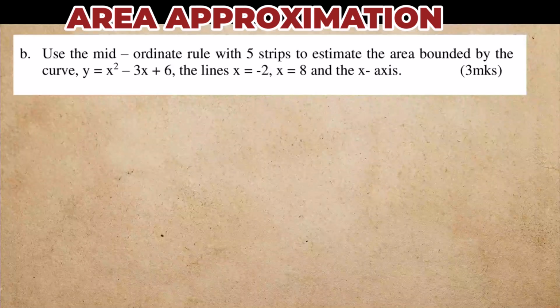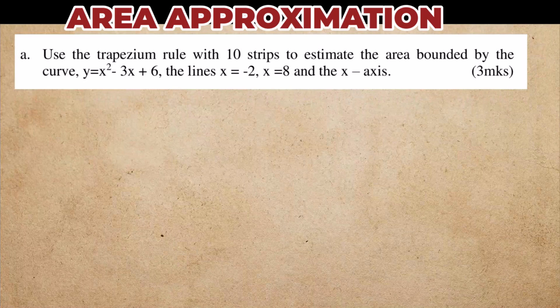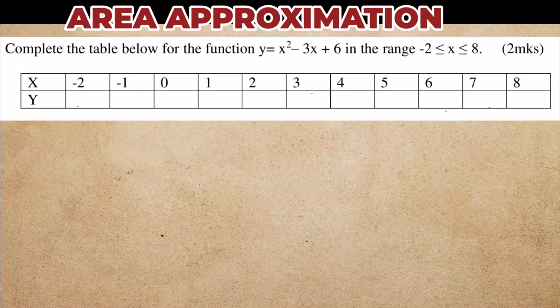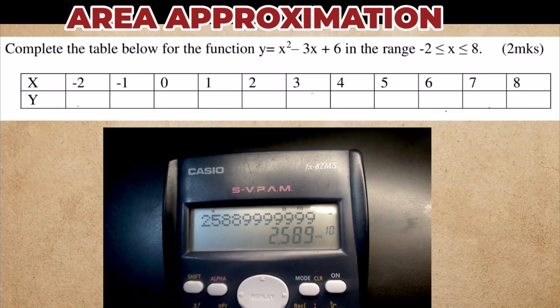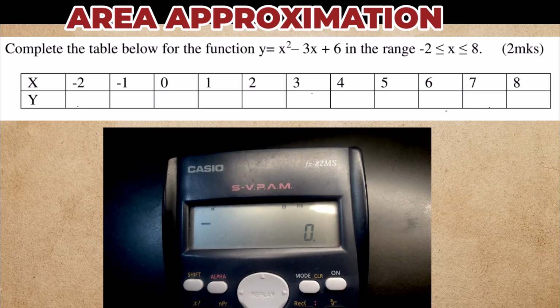Let's go to the first part. On the first part, you're supposed to use a calculator to fill that table. You get 2 marks. You're using the function y is equals to x squared minus 3x plus 6. So you're going to substitute the values of x in that function.